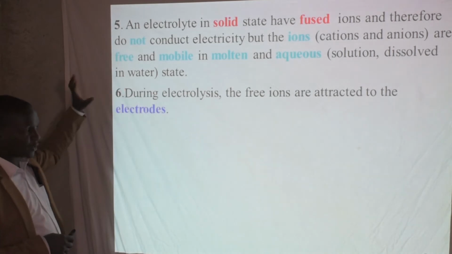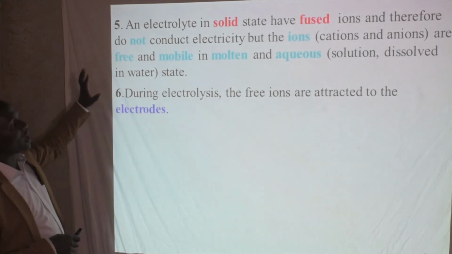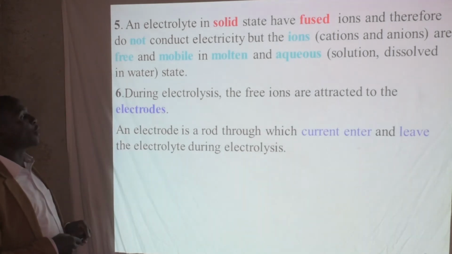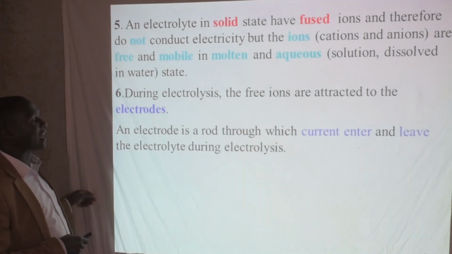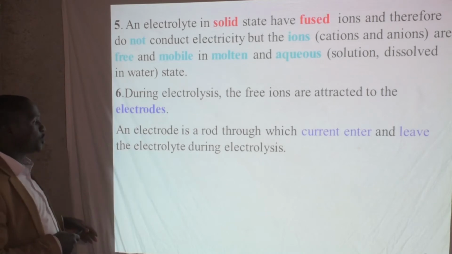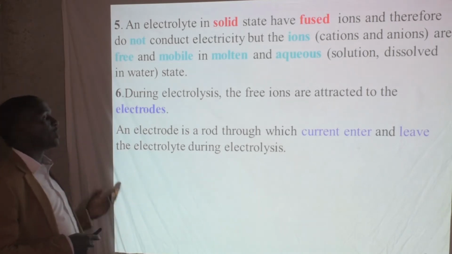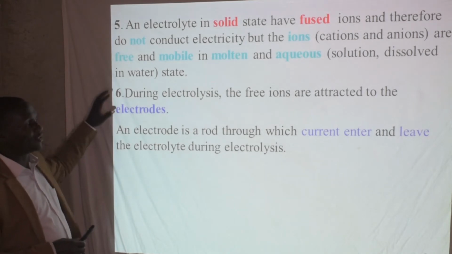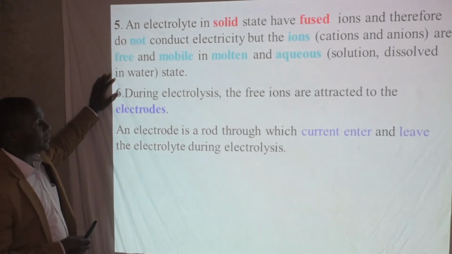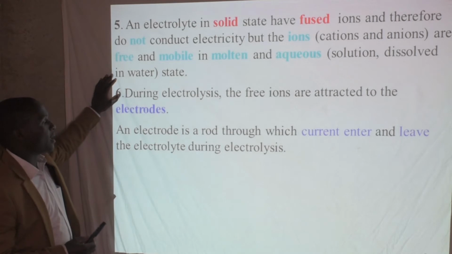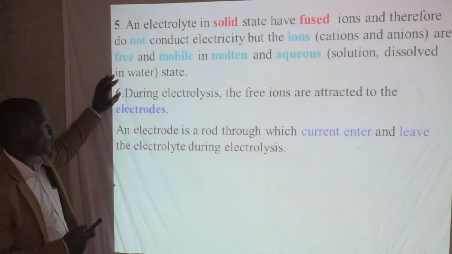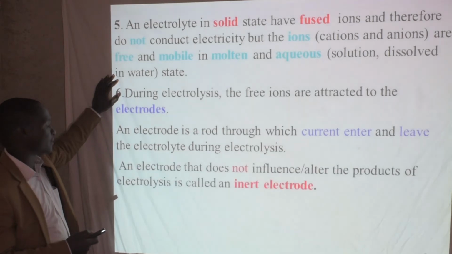The electrodes: we have the positive electrode, then we have the negative electrode. Now, an electrode is actually a road through which a current enters and leaves the electrolyte during electrolysis. I think this is not a new thing to you. It is a method which allows electrons to flow away or enter.